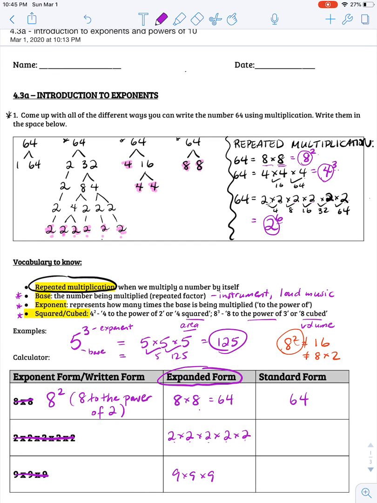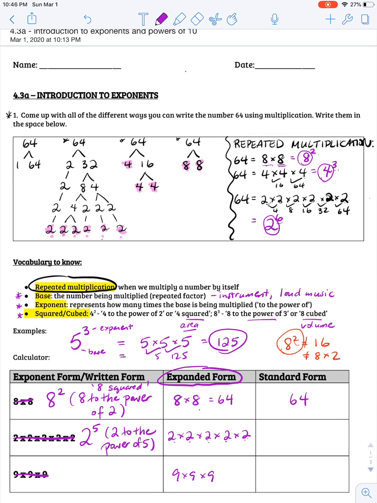So I know for the second example, our base is 2 because that's the number being multiplied. Remember, the exponent represents the number of times the base is being multiplied by, and that's 5. So what I mean to say is that is 2 to the power of 5. Now, what I just noticed here is that another way of saying 8 to the power of 2 is also 8 squared. I forgot to write that down earlier.